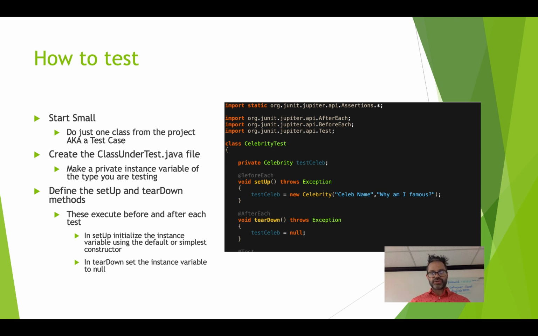In the setup, you want to initialize the variable you've declared with a value that makes sense, something that's easy to test. In this case, we have a test lab as a new celebrity with celeb name and "Why am I famous?" And in the teardown, just initialize it to null, because that way it automatically recreates it as needed, and you can test all the appropriate values every time you run the tests. So that's just the very, very basic. It doesn't actually do anything, but it gets it ready to go.